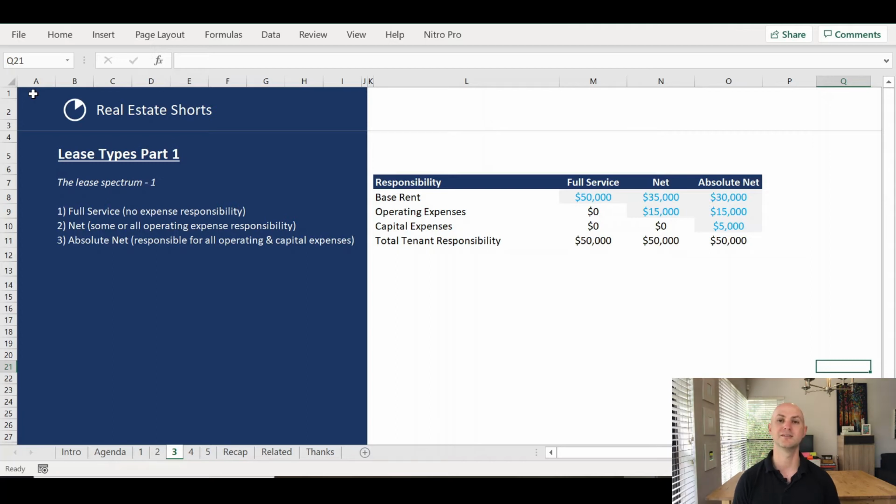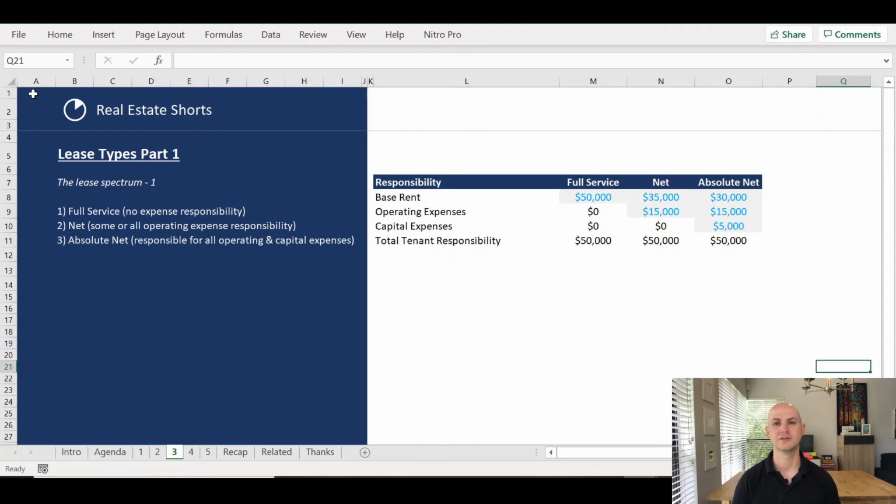All right, so next is net lease. A net lease implies the tenant is responsible for paying 100% of their base rent, as well as either some or all of their fair share of operating expenses. Next in line is an absolute net lease.